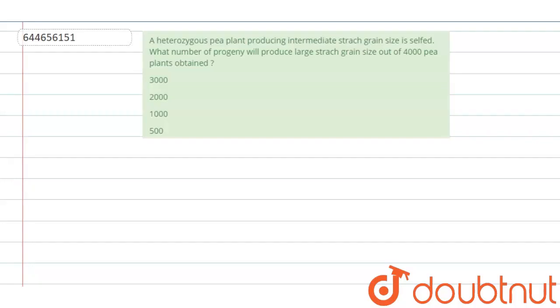Hello everyone. The question that is given over here is, a heterozygous pea plant producing intermediate starch grain size is selfed. So, what number of progeny will produce large starch grain size out of 4000 pea plants that are obtained? The options that are given over here are 3000, 2000, 1000 and 500.